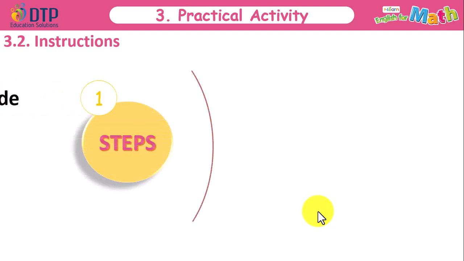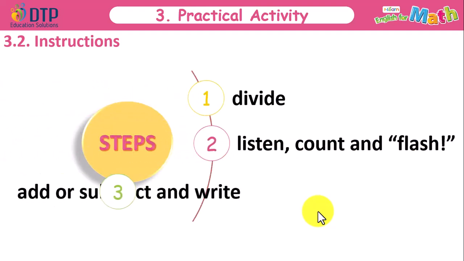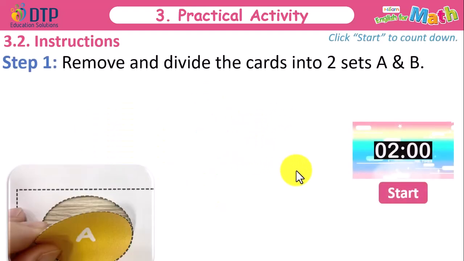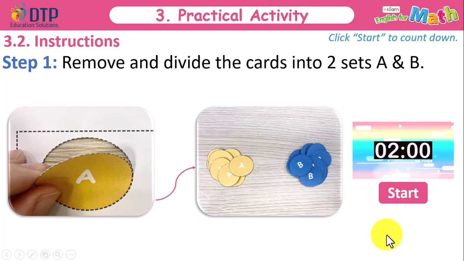Next, let's go over the instructions. There are 3 steps, each provided with keywords to help you visualize the entire process. You can go through each step in detail with your students, and afterward, the class will have 10 minutes to complete the activity. For step 1, within 2 minutes, students will carefully remove the cards from the template and divide them into 2 sets, A and B, based on the color.